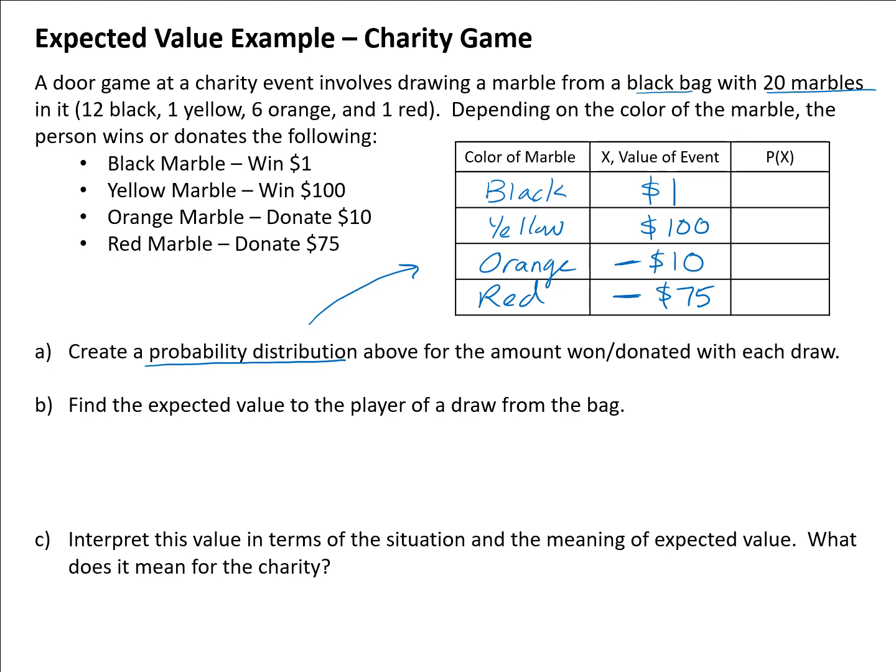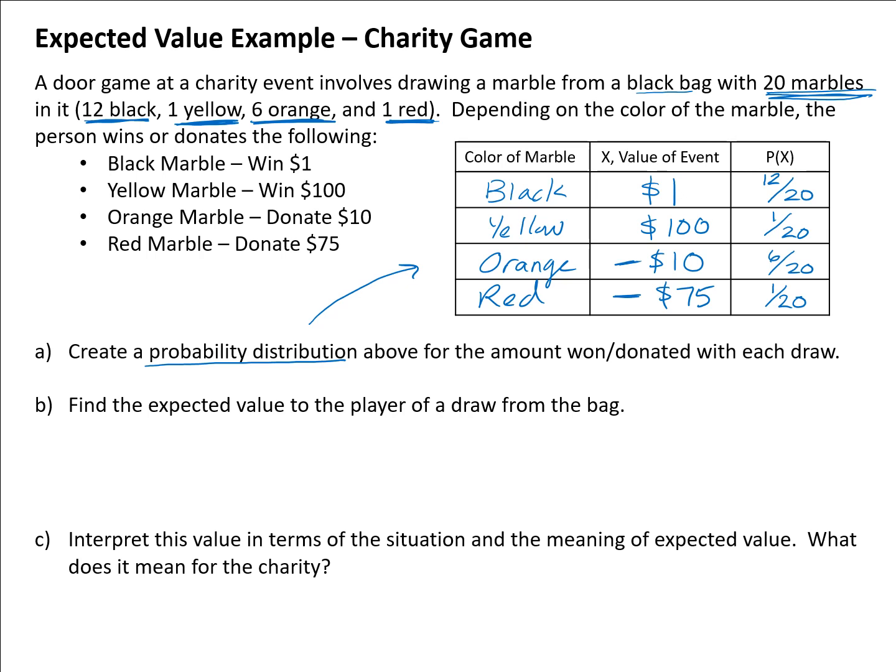Now let's think about the probability of each of those things happening. For the probabilities, we need to think about the total number of marbles, which is 20, and how many options there are for choosing a particular color. Well, there's 12 black marbles, so the chance of getting a black marble is 12 over 20. There's 1 yellow marble, so the chance of getting a yellow marble is 1 out of 20. There are 6 orange marbles, so the chance of getting an orange marble is 6 out of 20. And 1 red marble, and the chance of getting a red marble, therefore, is 1 out of 20.